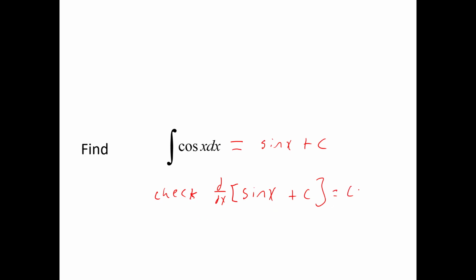The derivative of the sine is the cosine. You should have that memorized, and the derivative of the constant is 0, so we are good.